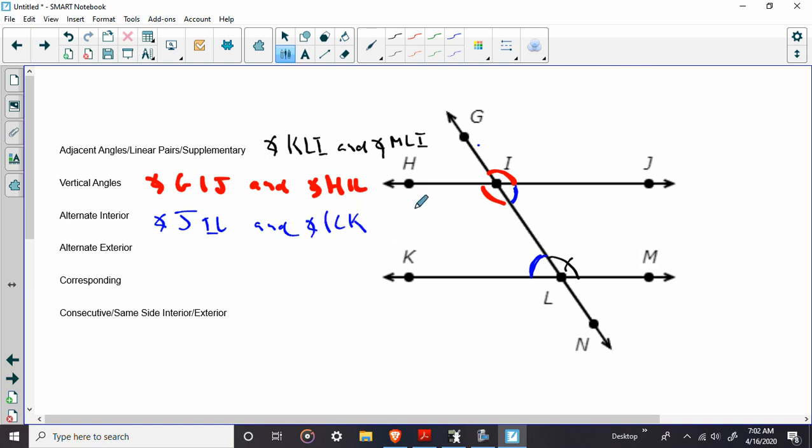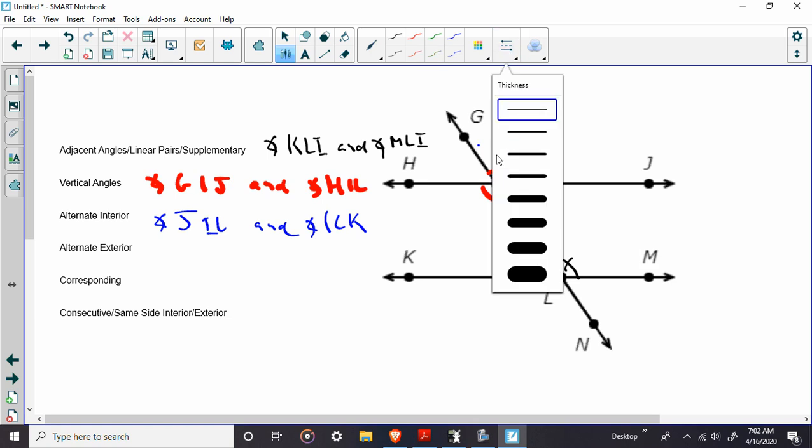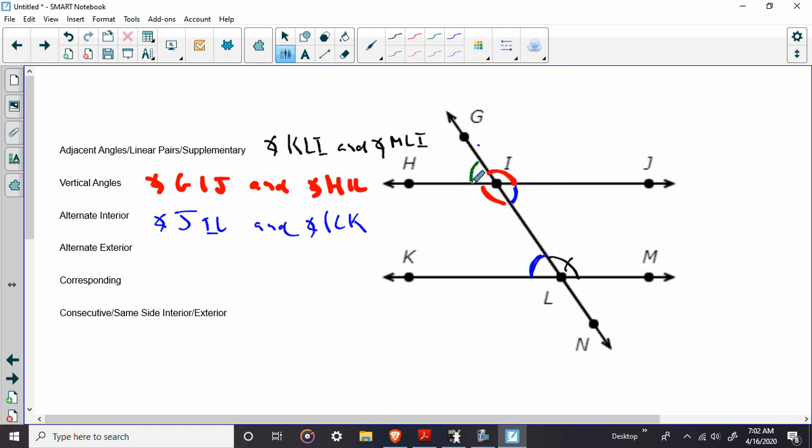Alternate exterior. Again, let's pick things on the exterior. So I'll pick this one right here, and exterior would be down here, and on the other side, the alternate side would be this one. So I will say angle GIH and angle MLN.